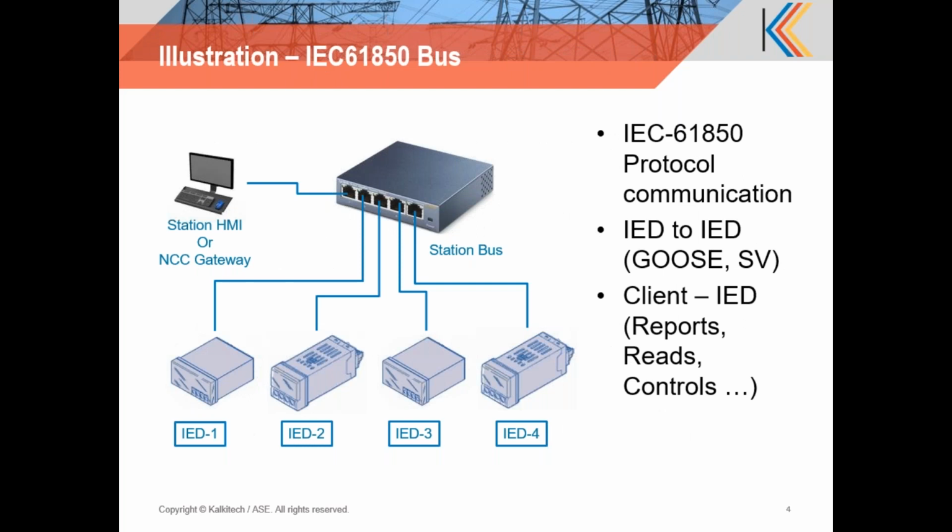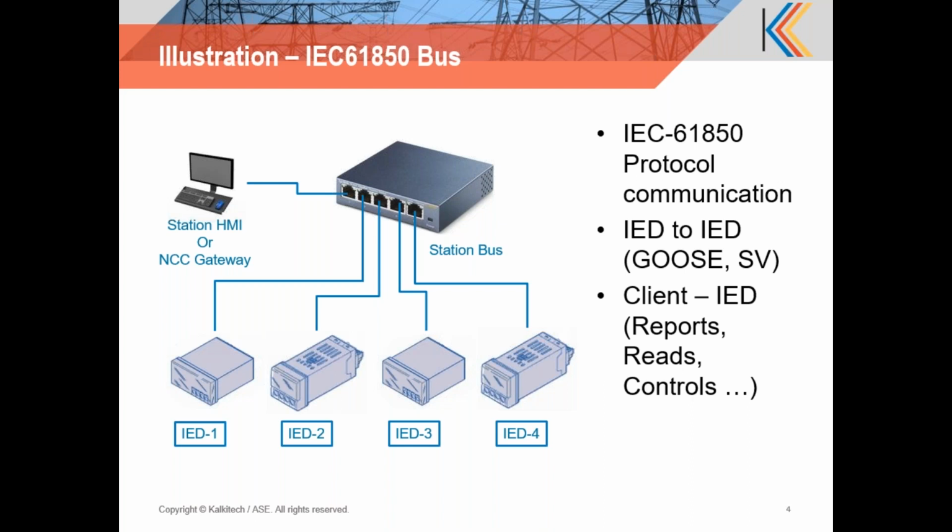Now we'll get into our illustrations. This is a view of a typical 61850 station bus. You'd expect to see IEDs like protection relays, bay controller units, reclosers, fault recorders, and a lot of other stuff connected to an Ethernet switch, which is what we call the station bus. And typically you would also have a client machine, which could be a station HMI, or it could be a gateway. So it could be a protocol converter or gateway that translates the 61850 statuses, reports, and control commands.